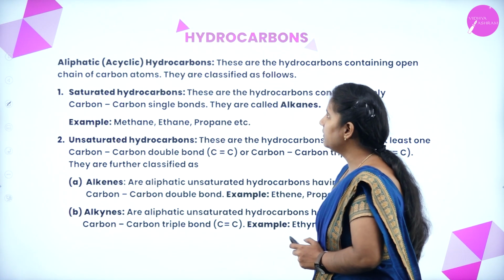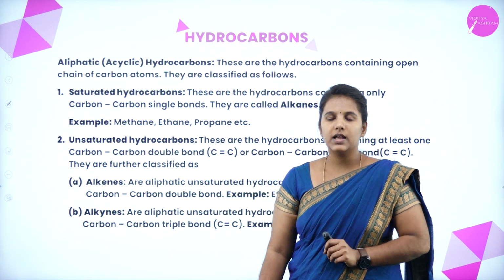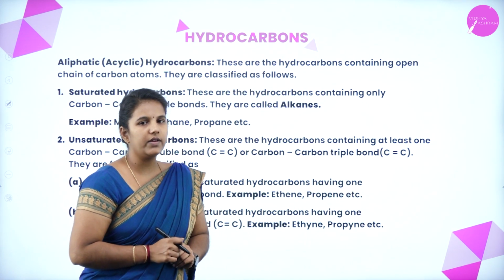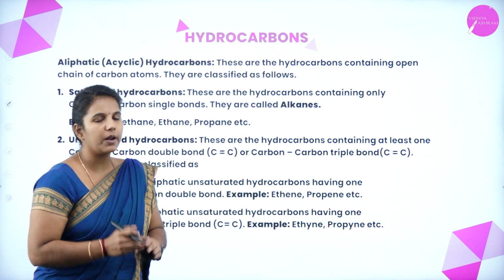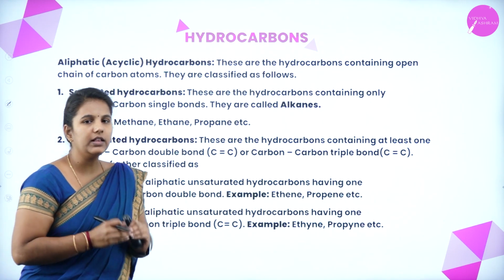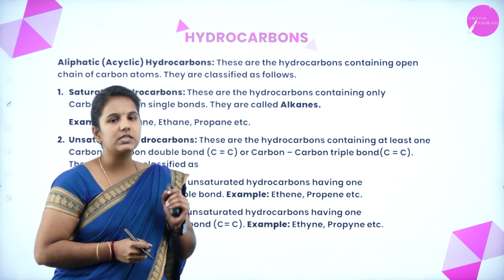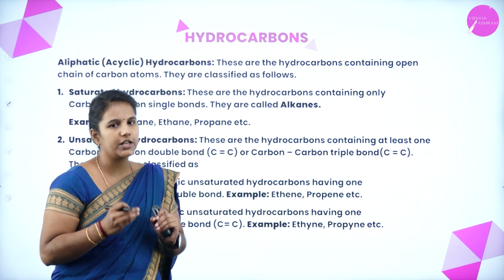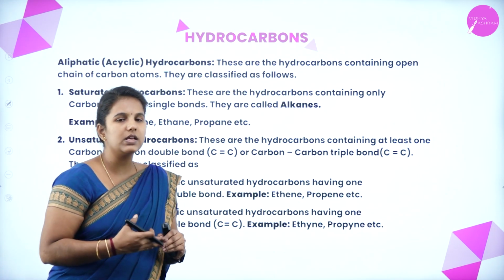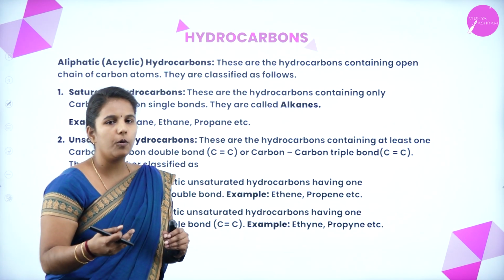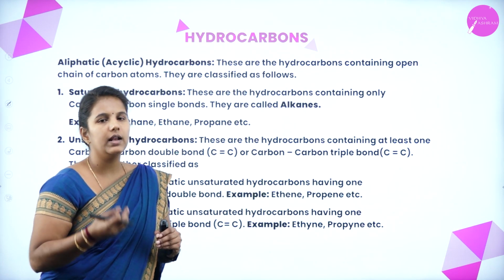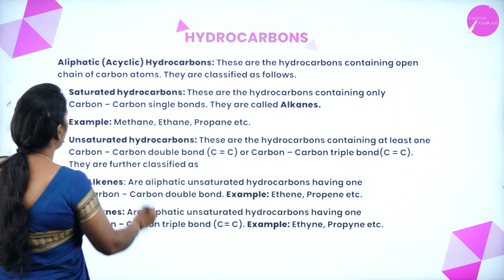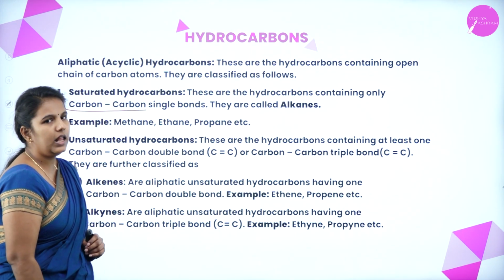Now let's see what a saturated and unsaturated hydrocarbon is. Already I have explained that saturated hydrocarbons are those in which between the two carbon atoms there will be a single bond. The general formula for writing the alkane is CnH2n+2, and the members are named methane, ethane, propane, butane, pentane, hexane, like that. So between the two carbon atoms there will be a single bond.